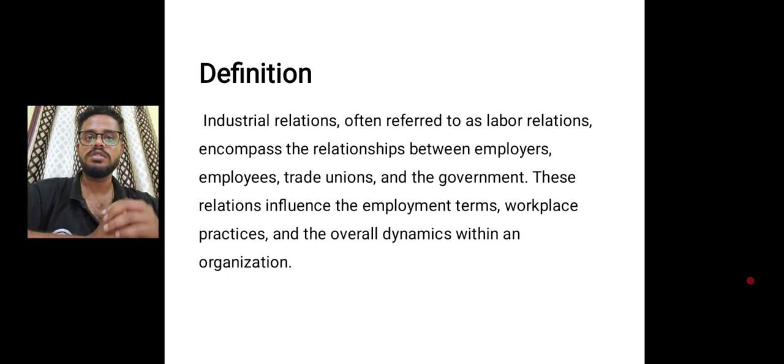Industrial relations refers to the system and the practices by which employers, employees, and their respective organizations, such as trade unions, interact in the workplace. It encompasses the relationships between employers and employees and includes topics such as work conditions, wages, labor laws, and dispute resolution. The primary goal is to ensure harmonious working relationships, fairness, and the resolution of conflicts between the management and the labor.